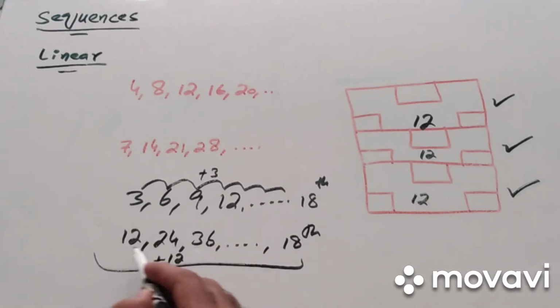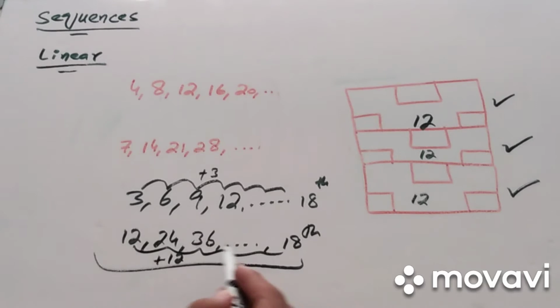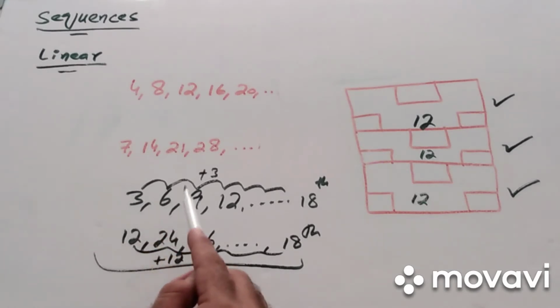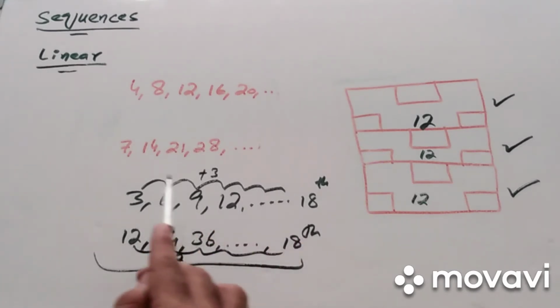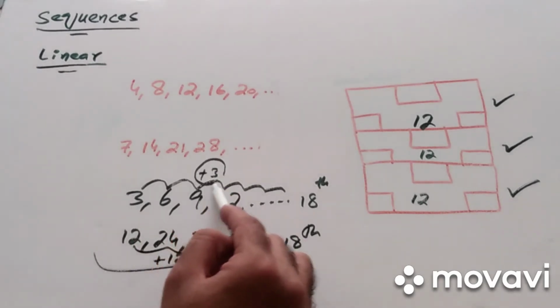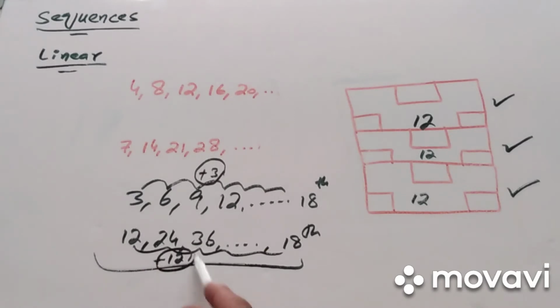So whenever the gap between the terms, between the numbers, is the same, this is called a linear sequence. This is a sequence. You can clearly see they are going in the same pattern, in the same way. So this is the sequence of the numbers of things. And since the sequence is following the same pattern, the same rule, this is called a linear sequence.